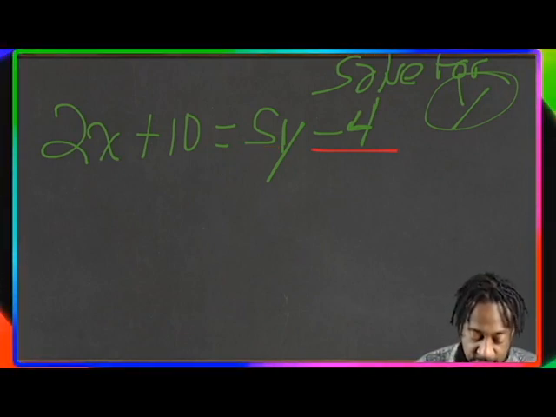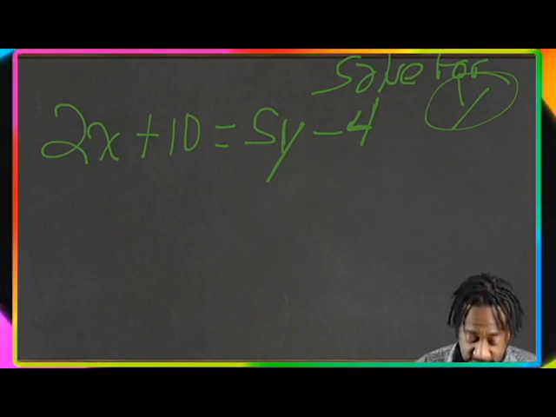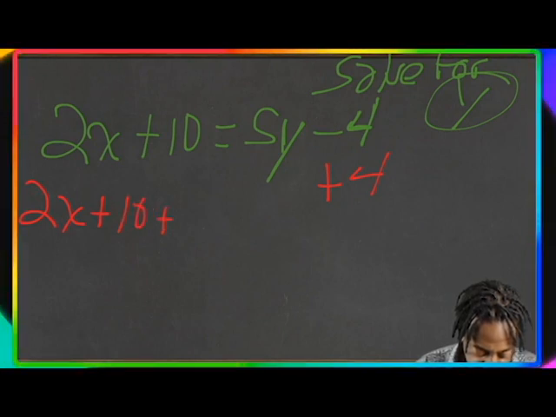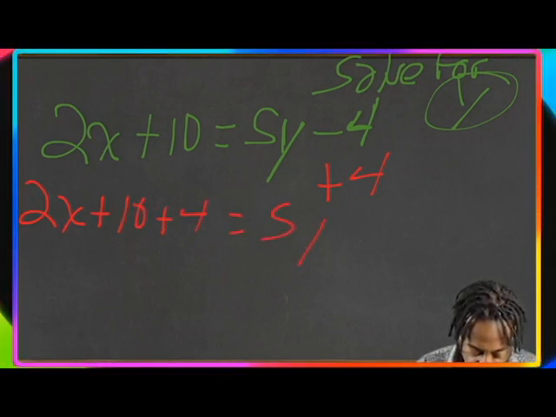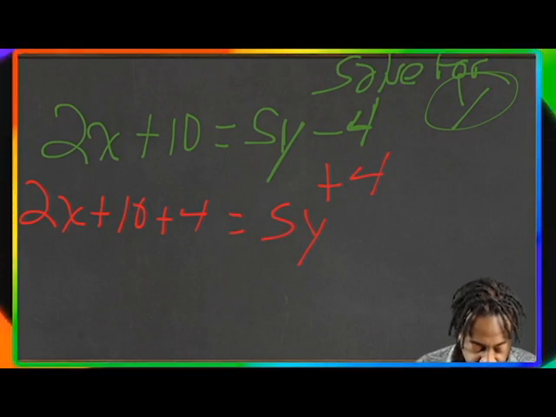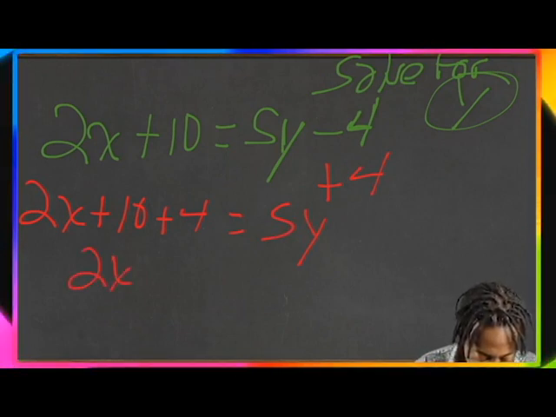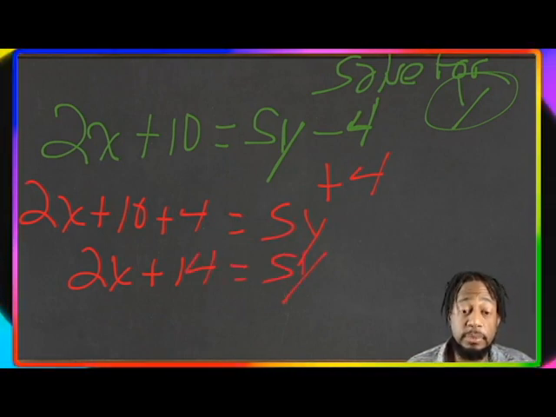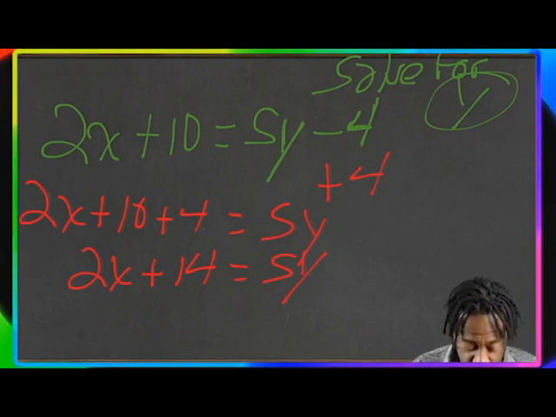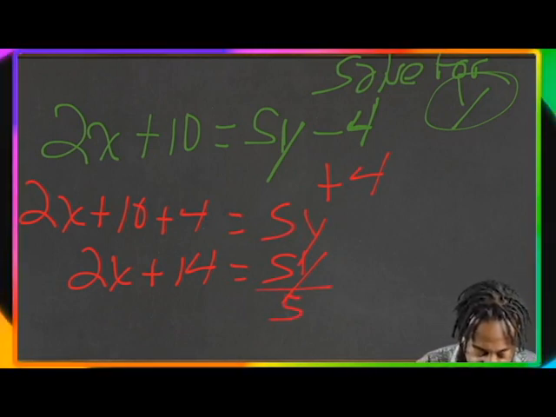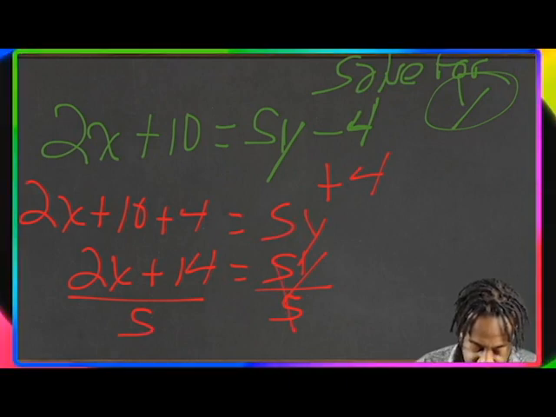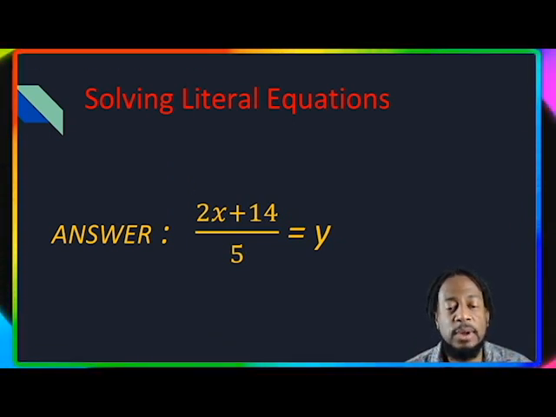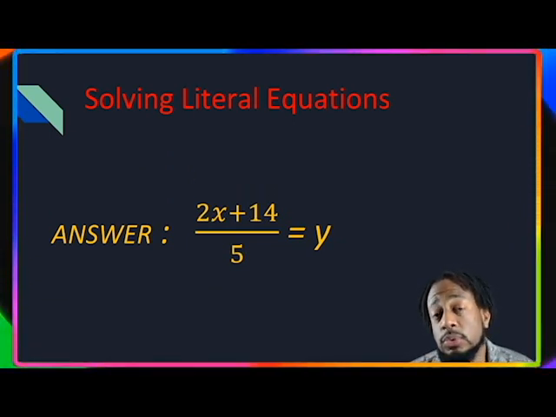All right. So we get rid of -4 first. What do? The opposite again. Plus 4 to both sides. So we have 2x plus 10 plus 4 is equal to 5y. Right? So we have 2x plus 14 equals 5y. Now, what are we going to do to get rid of our 5y? Remember, it's multiplying, so we need to divide the whole thing by what? 5. And, all right, the answer is 2x plus 14 over 5 equals y.